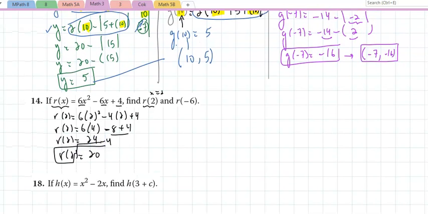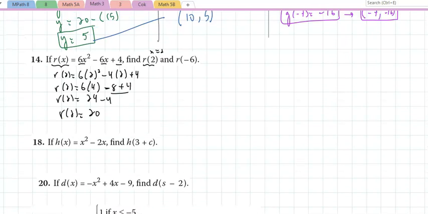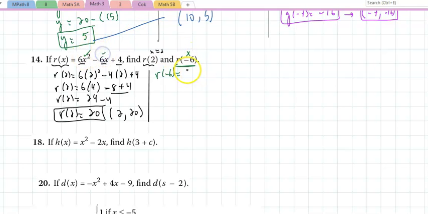Again, I'm just writing down what this means. I'm just telling you what this means. This is the final answer and you're done. This says when x equals 2, y equals 20, nothing more. And if I find r of negative 6, again, this is x equals negative 6, replace the y by it, and there it is. R of negative 6 will be 6.